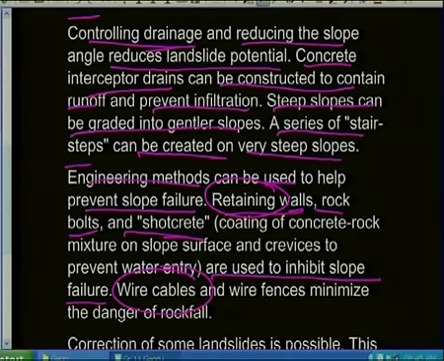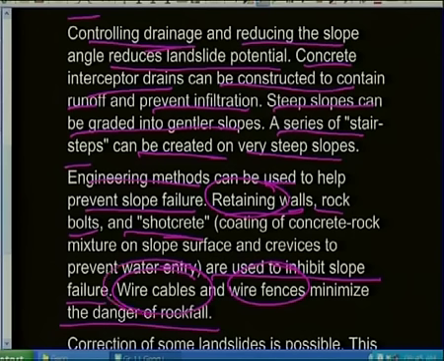Wire cables as well as wire fences minimize the danger of rock falls. Especially in the Western Cape areas, these kinds of wire mesh areas have prevented, especially along Chapman's Peak, the major impacts of rock falls in the form of developing wire cables and wire fences that hold back the rocks as they fall down onto the Chapman's Peak area.